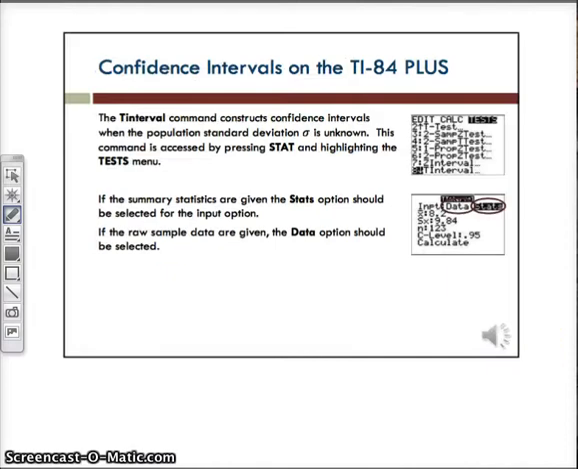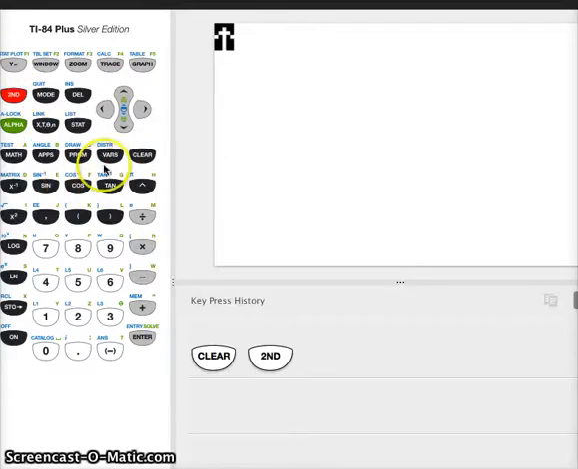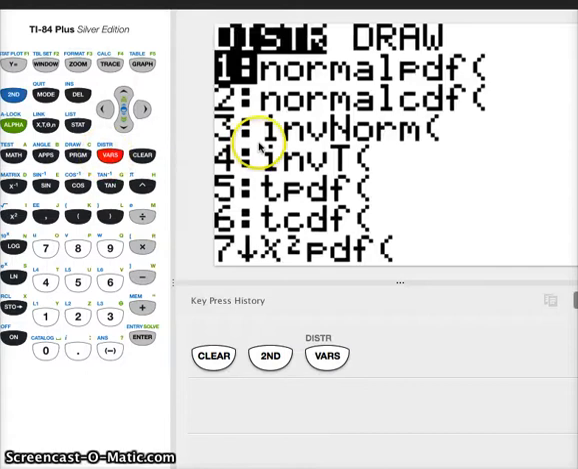Okay, here's a little graphic on how to do that on the calculator. Don't forget you're looking for this t interval and you're using statistics, okay? And here's the data. Okay, so here you go. Remember, you're going to go to distribution and you're going to go all the way down there to the bottom.